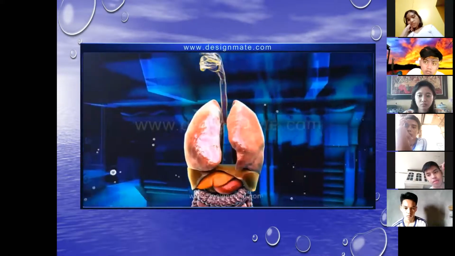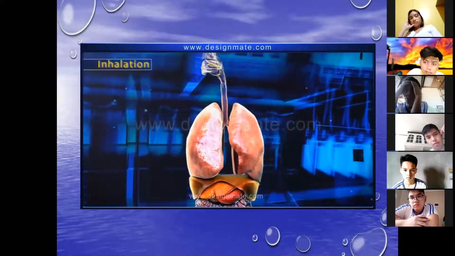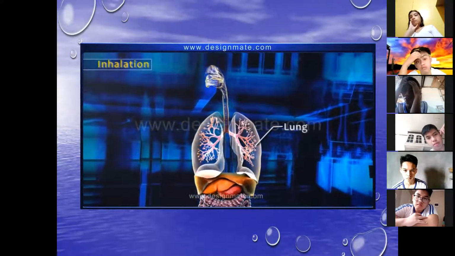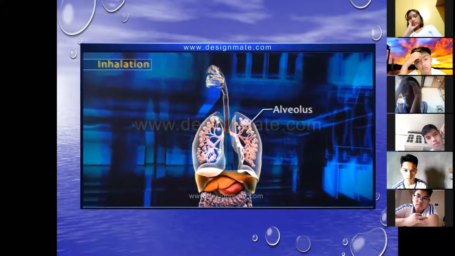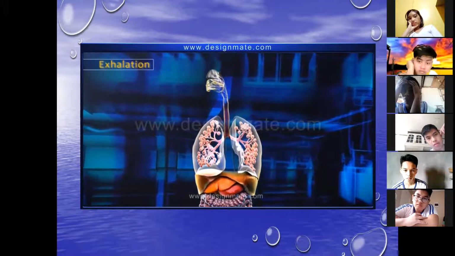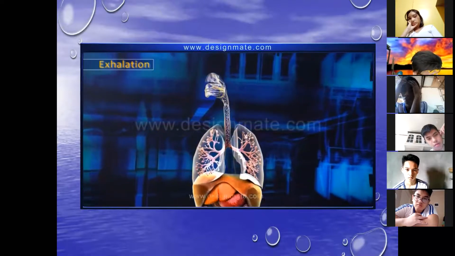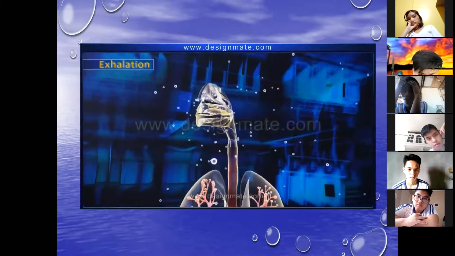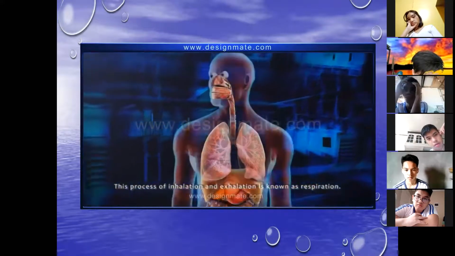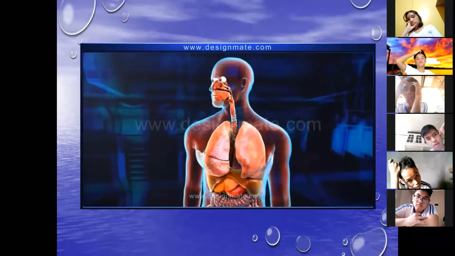So the process of breathing in air rich in oxygen is called inhalation. After the contraction of the muscular diaphragm, the lungs expand, and the air rushes in, resulting in the inflation of the alveoli. During exhalation, the diaphragm moves up and the lungs contract. Thus, the alveoli deflate, causing the air to be forced out. This exhaled air is rich in carbon dioxide. This process of inhalation and exhalation is known as respiration, which is approximately 20 times per minute.